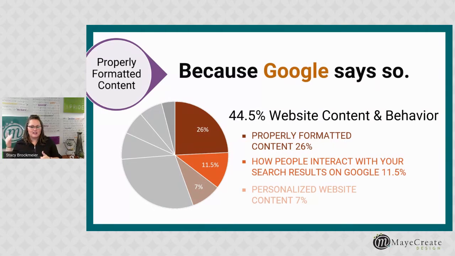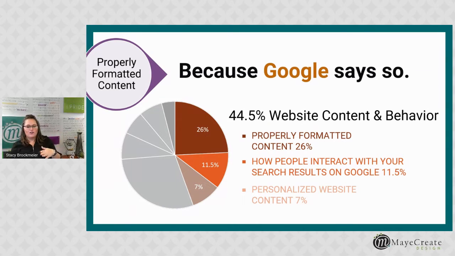And then the next 11.5% is how people interact with your website. So if they just go and leave because it takes forever to load your content, or your content isn't what you said it was going to be, that's a huge strike against you. So it makes sense that personalizing your content would reach the same end goal as how people interact with your website on Google.